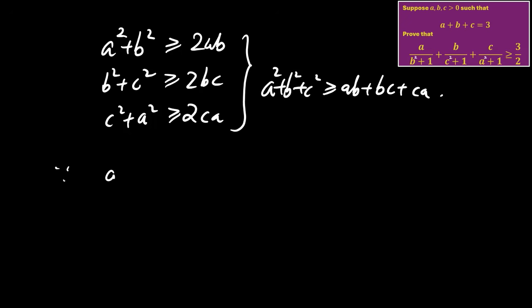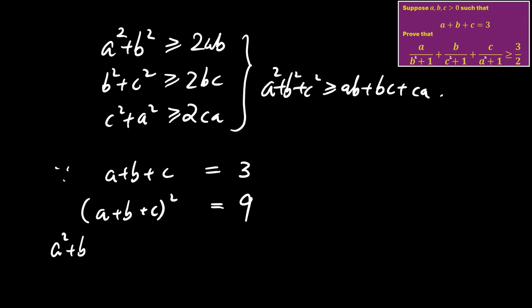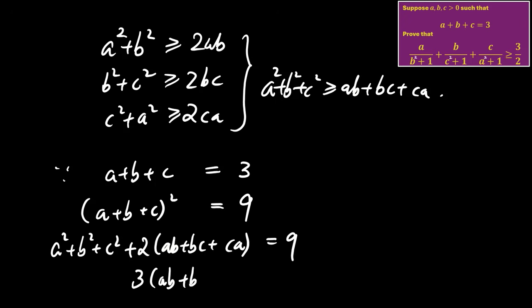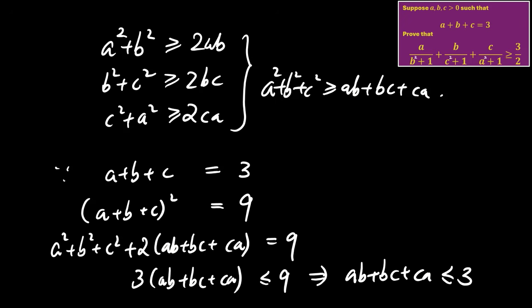And also a plus b plus c equals 3. The square of it equals 9. The square of the sum equals the sum of the squares plus double of ab, bc, and ca. And since the sum of squares is greater than or equal to ab plus bc plus ca, this means that 3 times ab plus bc plus ca is less than or equal to 9, which means that ab plus bc plus ca is less than or equal to 3.